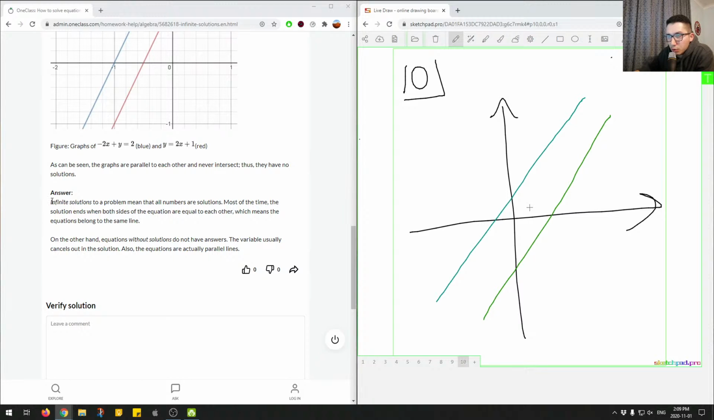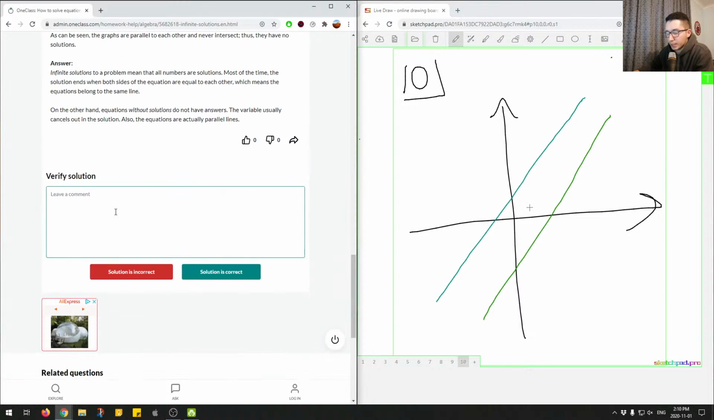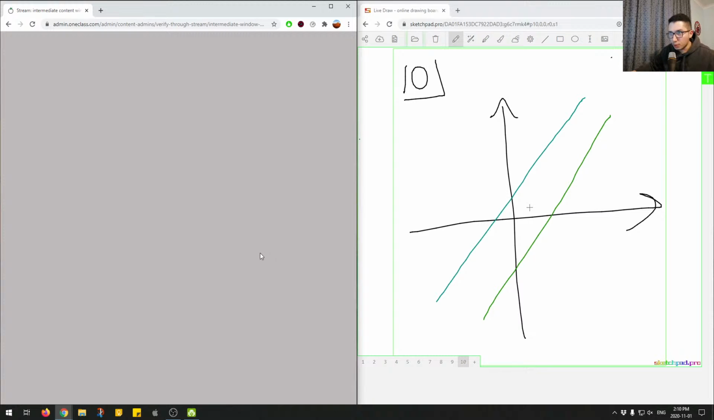So here they give you a short answer. Infinite solutions to a problem means all the numbers are solutions. Most of the time, the solution ends when both sides of the equation are equal to each other, which means the equations belong to the same line. On the other hand, equations without solutions do not have answers. The variable usually cancels in the solution. Also, the equations are actually parallel lines. So this is the correct explanation. We verified it and went through the step-by-step explanation. Correct explanation and answer. Great job. Okay, we'll mark this as correct. So that was our final answer.